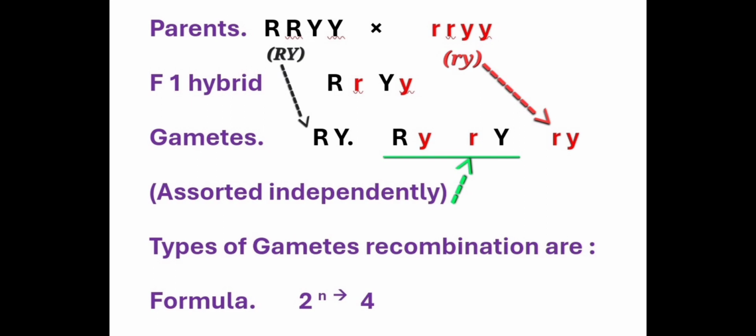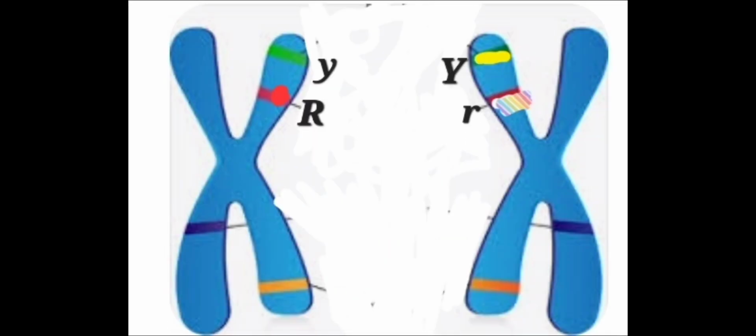Now, we already have the first two types of gametic combination which were in the parents, that is capital R capital Y and small r with small y. The two new recombinations in the gametes will be capital R with small y, that is round but green, and the other one would be small r with capital Y, which will be wrinkled but yellow seed.